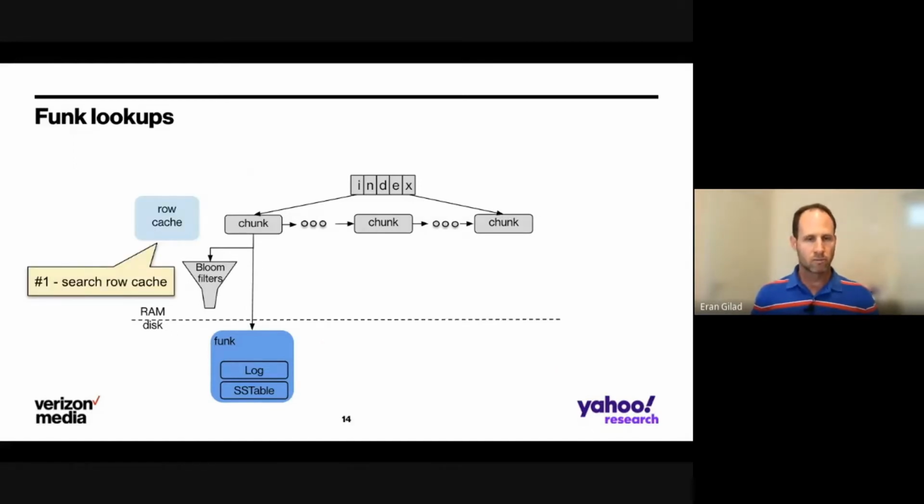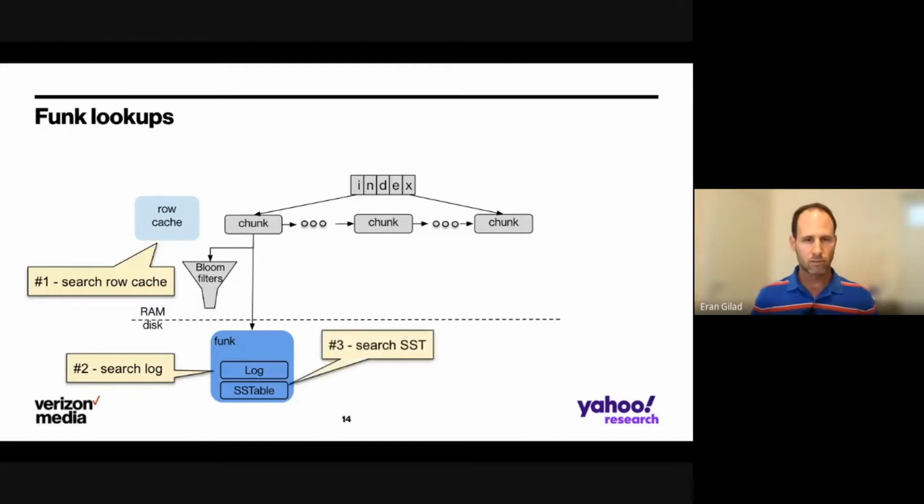Now, when we search a key that exists in a certain chunk, we first search a row cache, which is a cache that stores particular hot keys. And then we search the log after going through the Bloom filters that are stored in memory. And lastly, we search the SST. Scans always search both the SST and the log because the keys might exist in both.